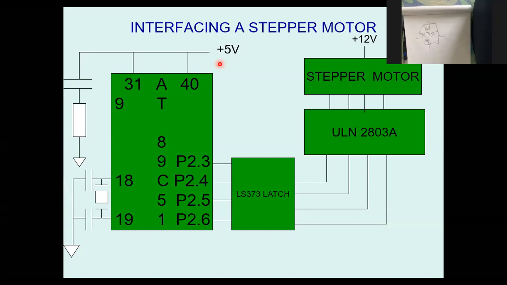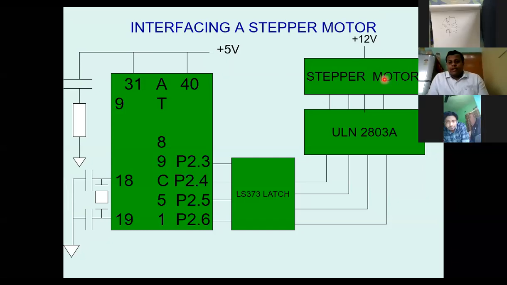Every rotor, remember, you will get 50 teeth. Teeth means, if you see my copy, this is just a rotor, so I'm drawing this kind of thing. These are the teeth. So every rotor has 50 teeth. If it is a four-phase stepper motor, four rotors will be there, and four rotors means 50 into four, so 200 teeth will be there.